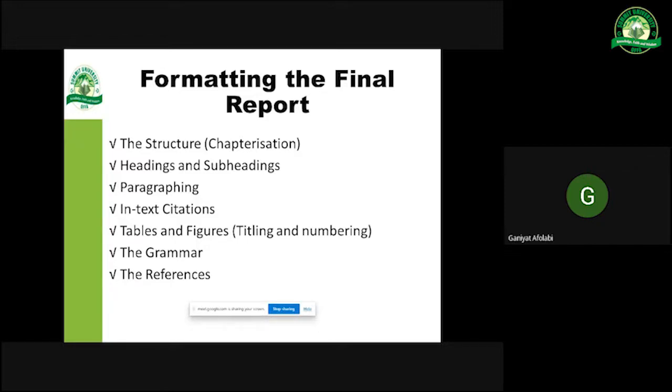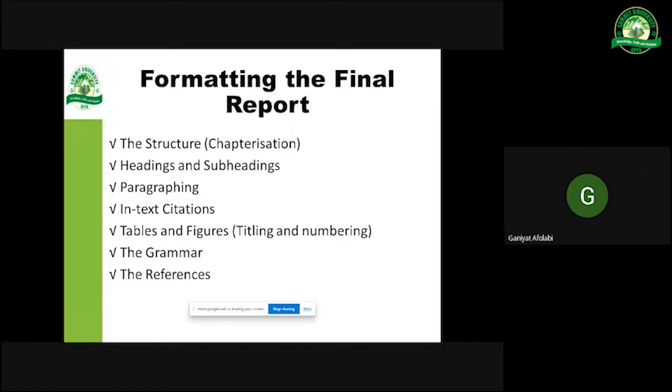So the numbering of tables and figures must correspond to the chapter where you are using them, and ensure you are using proper grammar. People will say, if I read your book, I already know your level of grammar. I already know the level you have in grammar. So make sure that your grammar is well structured.